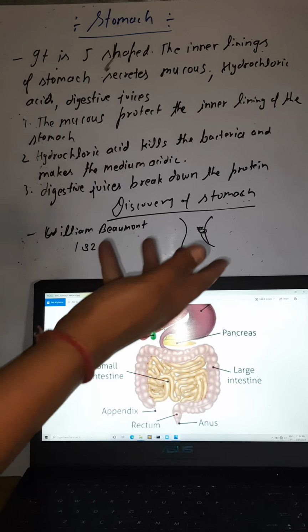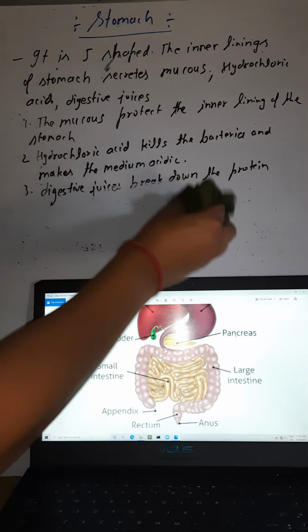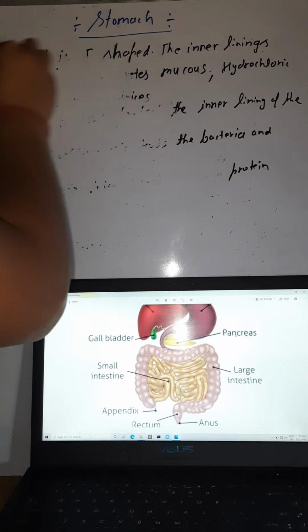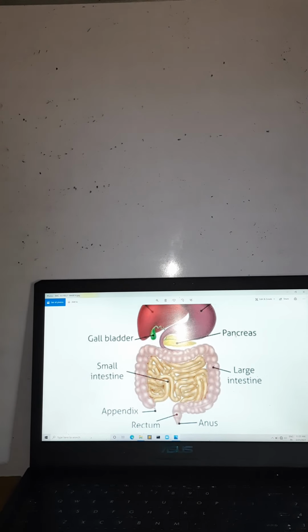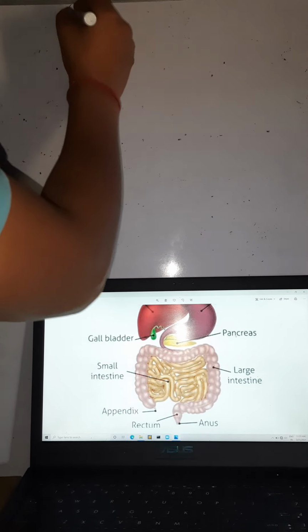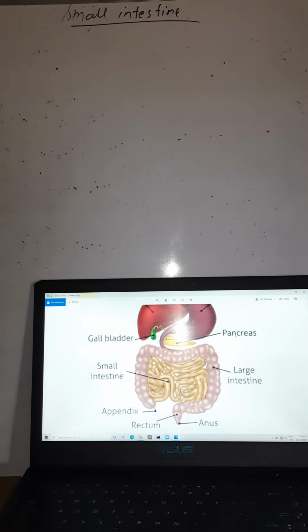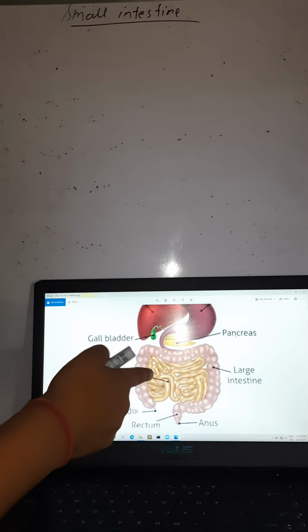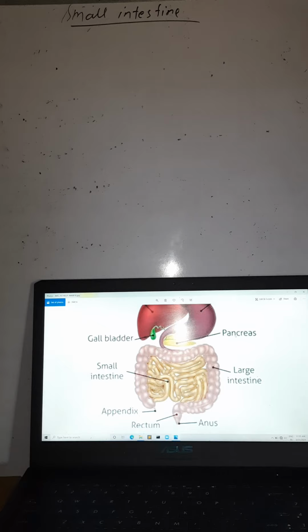Now this small intestine has three parts. Let me erase this. Now the next organ we are talking about is the small intestine. If you see, this is the small intestine, the yellow colored, small coil-like structure you can see here. So this is known as the small intestine.